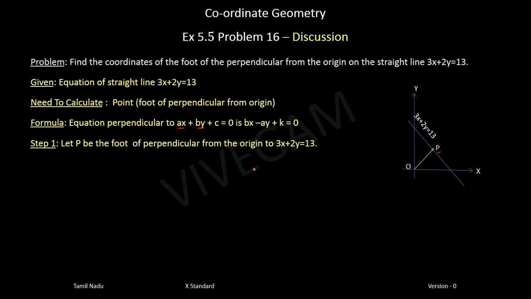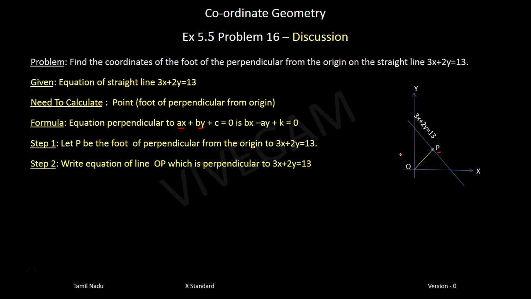Right. So step 1. Let P be the foot of the perpendicular from origin to 3x plus 2y equal to 13. So let P be this point, which is the point we need to calculate. Write the equation of the line OP, which is perpendicular to 3x plus 2y equal to 13. So using this formula, ax plus by plus c, the perpendicular line is bx minus ay plus k equal to 0. So the line perpendicular to this will be 2x minus 3y plus k equal to 0, right?